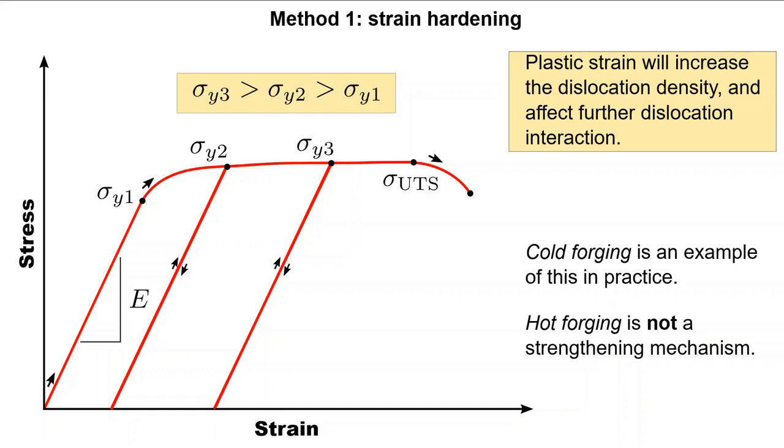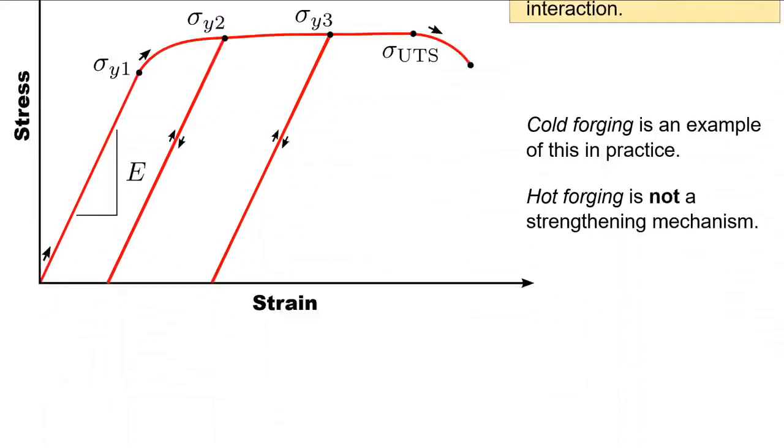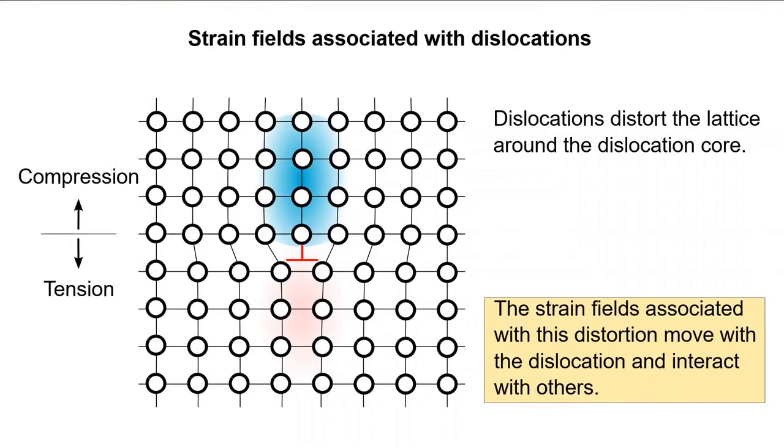This is observed in practice to varying degrees. It is important to highlight that this must be done at ambient temperatures. At higher temperatures, this is not effective, which will be covered in subsequent lectures. In order to appreciate why strain hardening is an effective strategy, we will need to examine why.